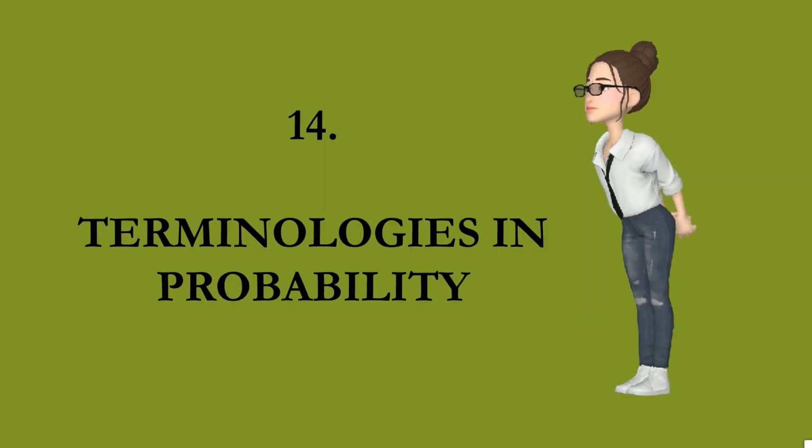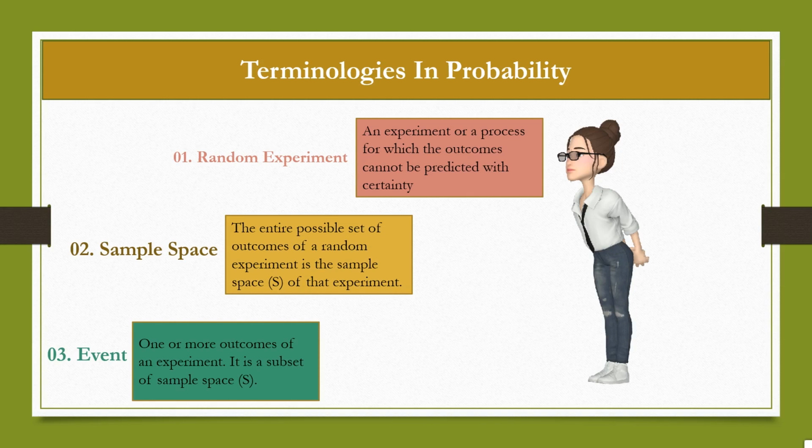Now, let's understand the different terminologies that are related to probability. There are 3 terminologies that you often come across. We have the random experiment, which is an experiment or a process for which the outcome cannot be predicted with certainty. That's why you use probability: to predict the outcome with some sort of certainty.